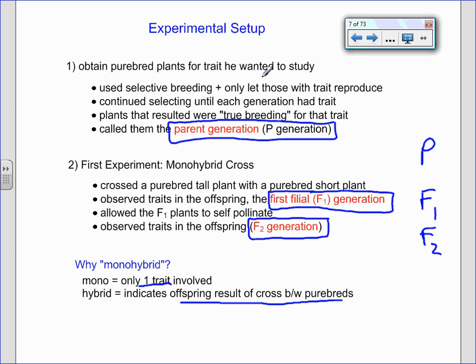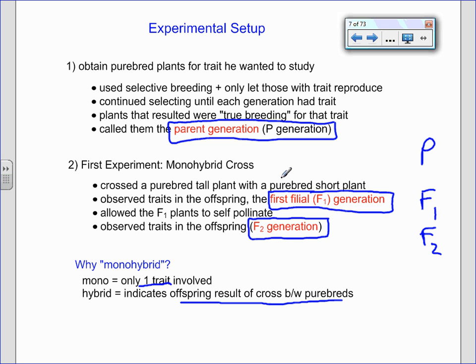So if he was looking at pea shape or seed shape, then the flower colors and the plant heights and all the other things were kept the same between the plants, and he only looked at the pea shape. So that meant he had to get purebred plants that had the trait he wanted to study. By using selective breeding, in other words, once he got plants that had a certain trait, he kept on breeding them until every time he bred them, he got that particular trait. They were true breeding for that trait.